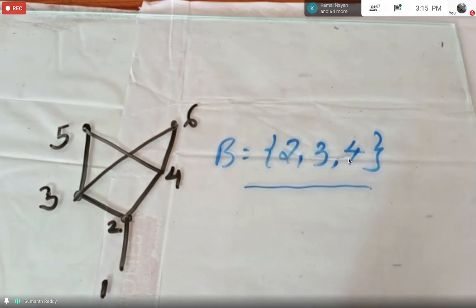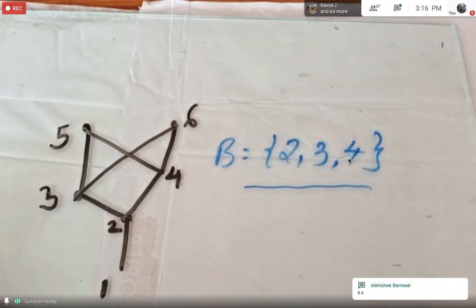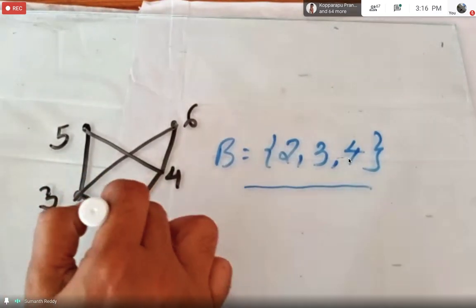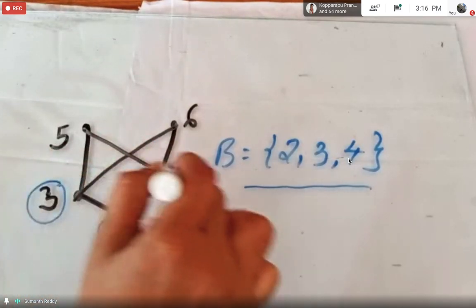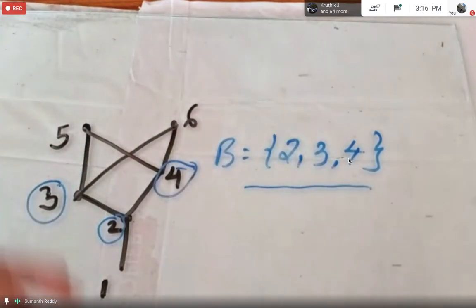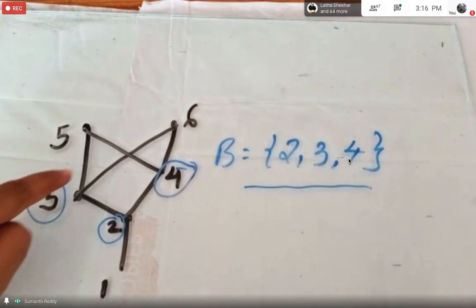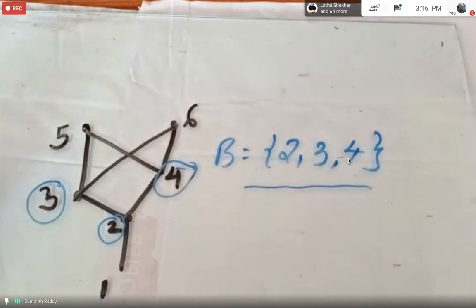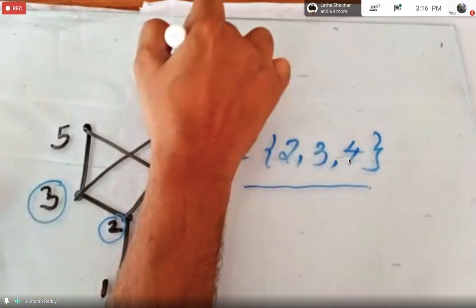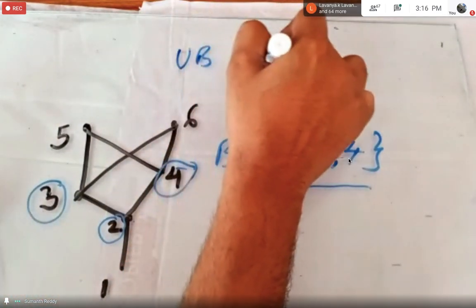No, Nayan, the answer is not 156. The answer is just 5 and 6. See, actually, it's very simple. I told you, right? If you have to find the upper bound elements, they are all the elements that are related to the subset of the elements. So here the subset of the elements is 2, 3, 4. So for 2, 3, and 4, which are all the elements that are related? 5 is related with 2, 5 is related with 3, and 5 is related with 4. Okay, so 5 is the upper bound element.